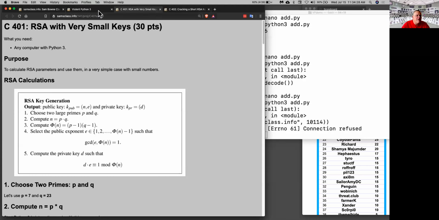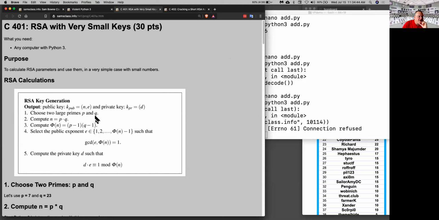All right, so let's talk about RSA. RSA is very simple mathematics. The only thing hard about it is that the numbers get kind of big. So when you generate your public key, you have to have two large primes, P and Q.